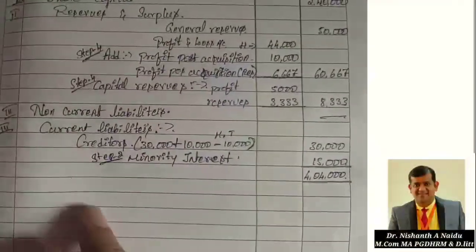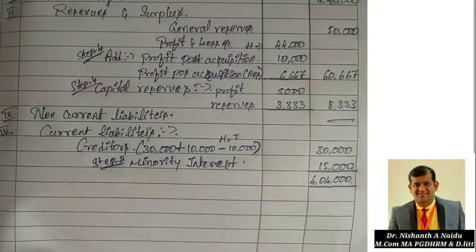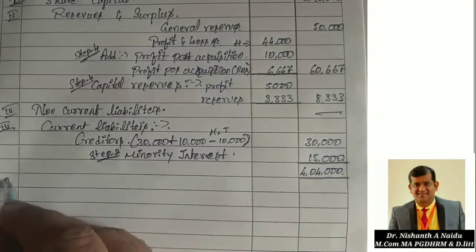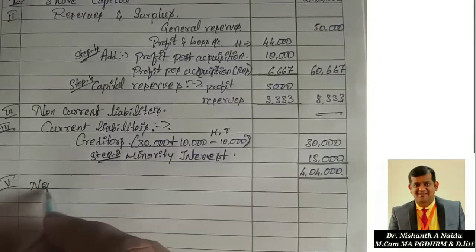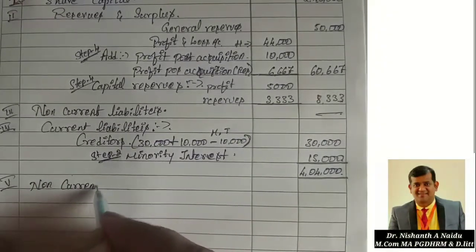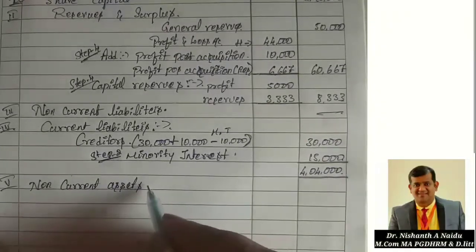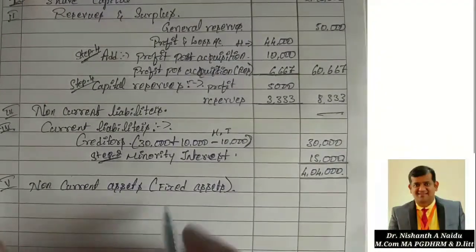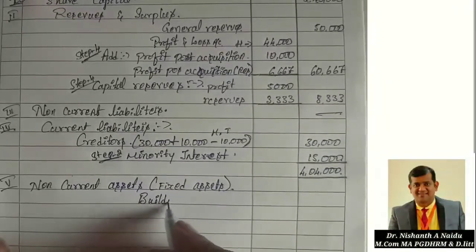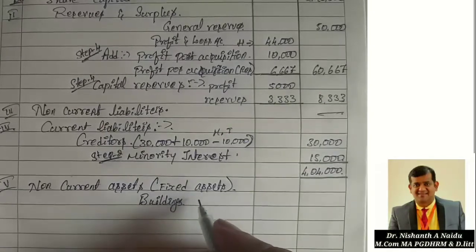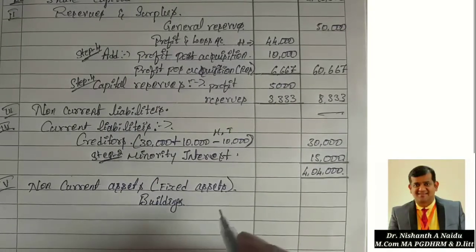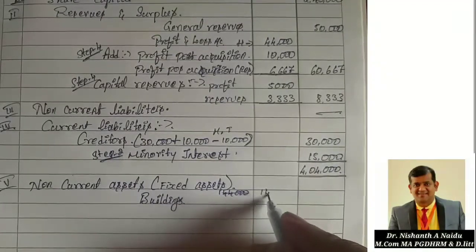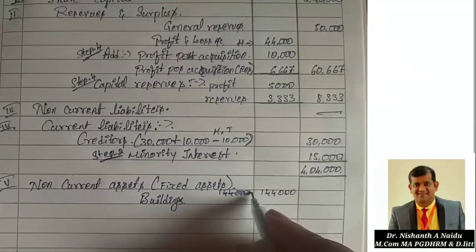Yes, so let us move further towards the asset side. So now we are doing assets. So after the fourth step, we have a fifth step here. That is going to be your assets. So first we will take non-current assets. That is nothing but fixed assets. Okay, so first you take buildings. So what is the building value of H Company Limited? 1,44,000. Correct. So I'll write here 1,44,000.